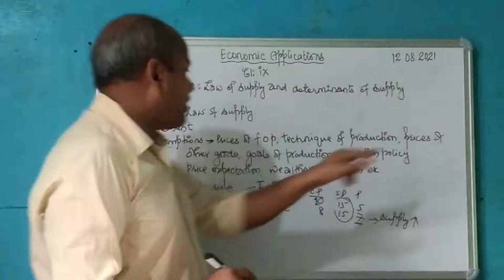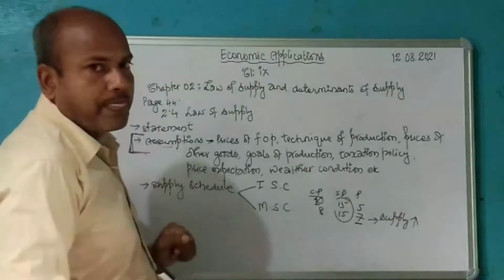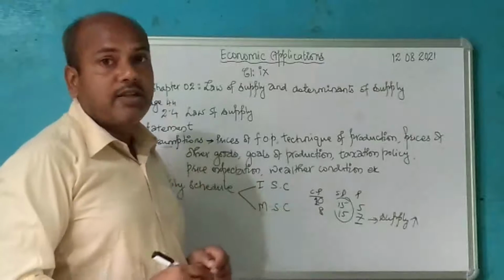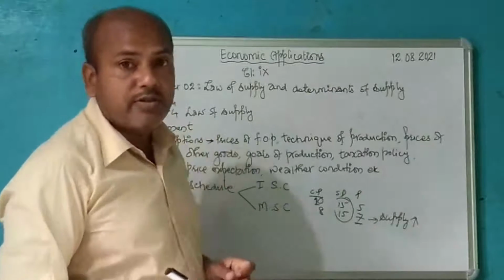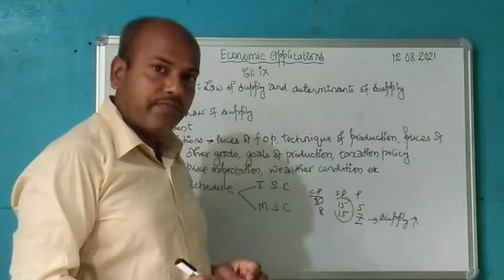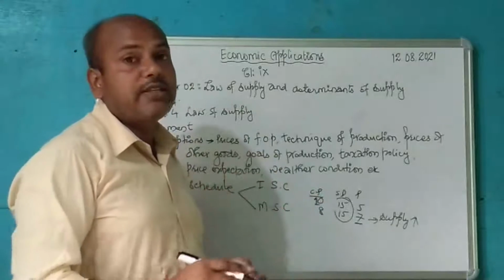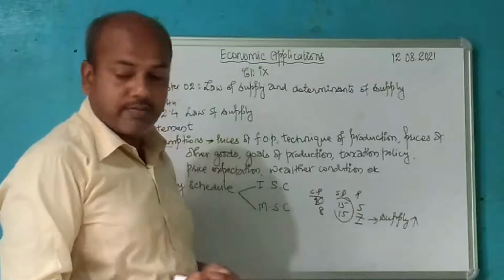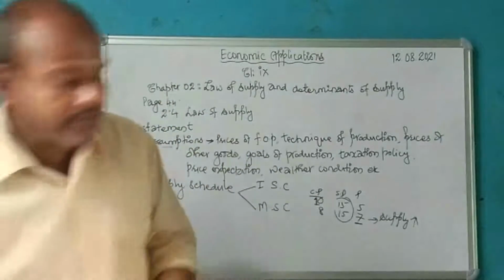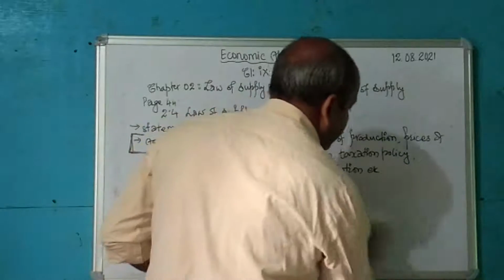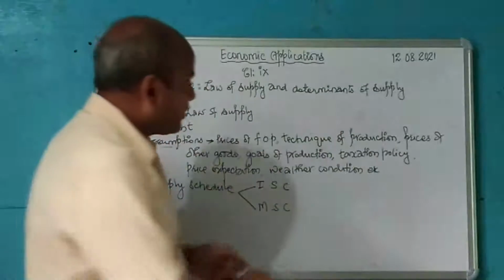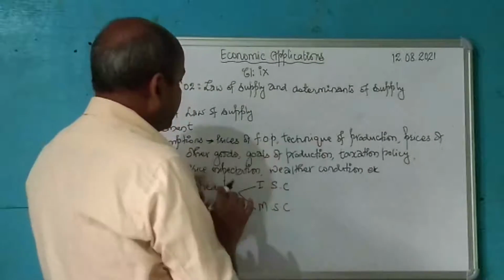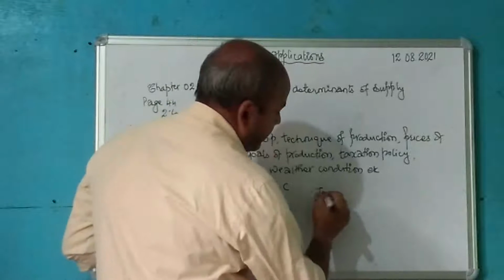Next is the price of other goods. When we say other goods, it means the substitute and the complementary goods. There should also be no change in the price of the substitute and complementary goods. Here also, I think you will require one more example. The price of other goods, tea and coffee.